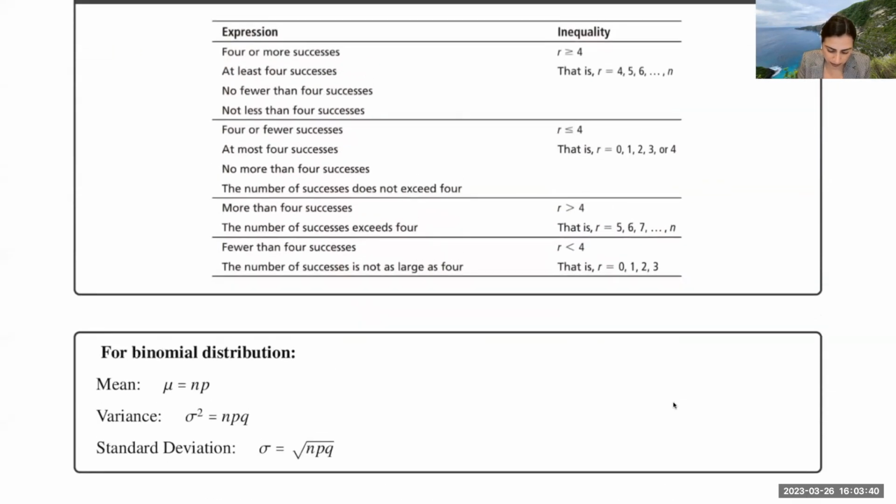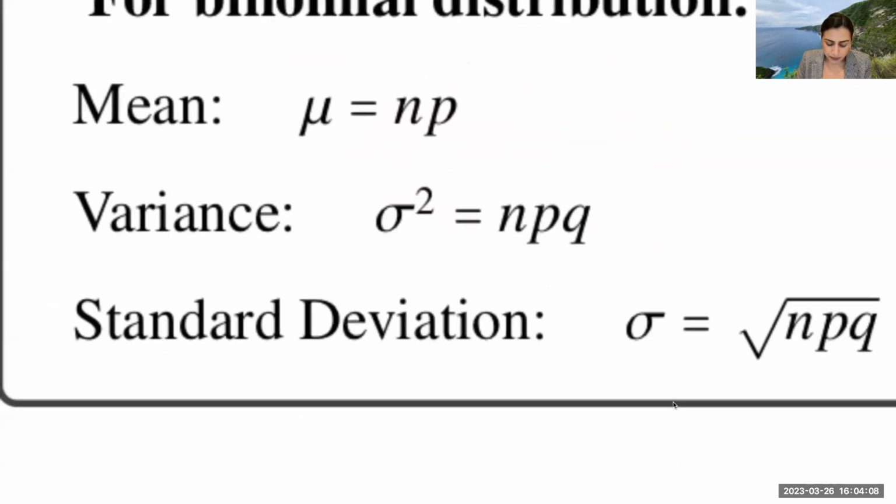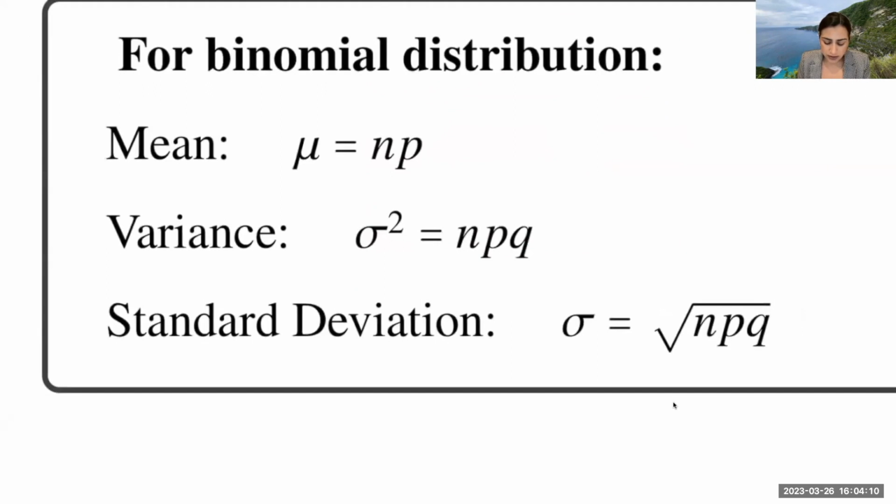And the last thing that I want to talk about is how to find the mean, the variance, and the standard deviation for a binomial probability distribution. In order for us to find the mean, all we have to do is multiply the number of trials times the probability of success. If we want to find the variance, we're going to have to do the number of trials times the probability of success times the probability of failure. And to find the standard deviation, all we do is take the square root of this one, and that will give us the standard deviation.